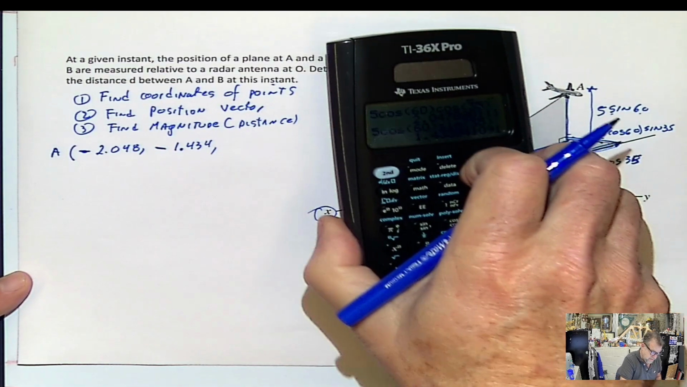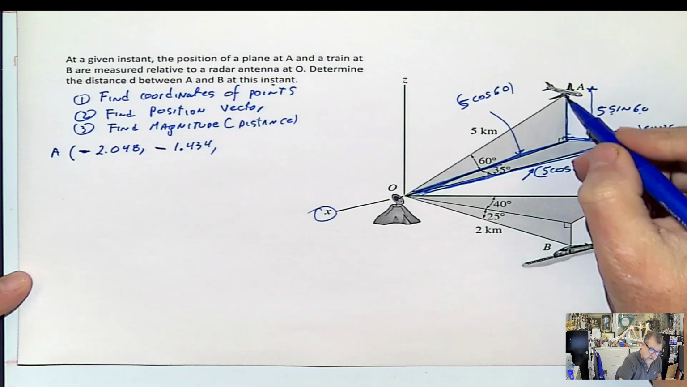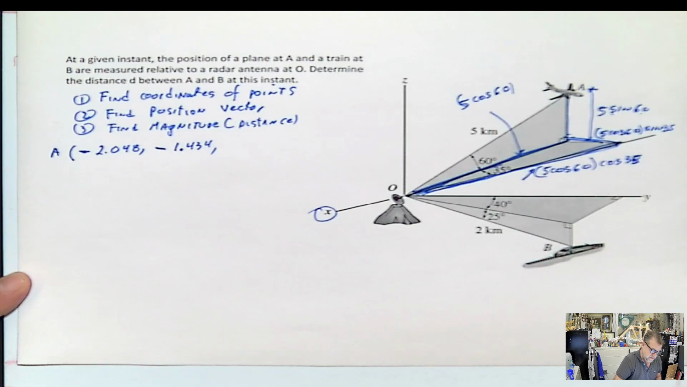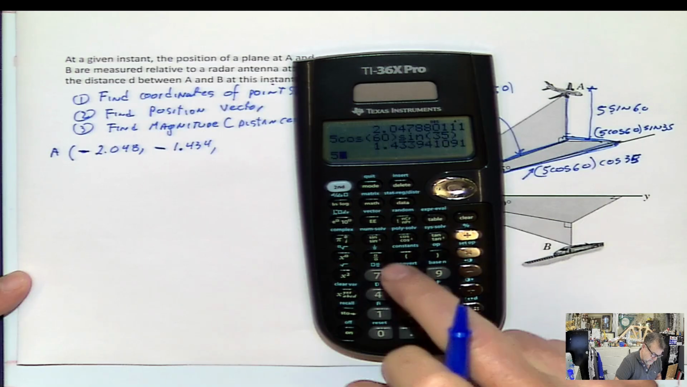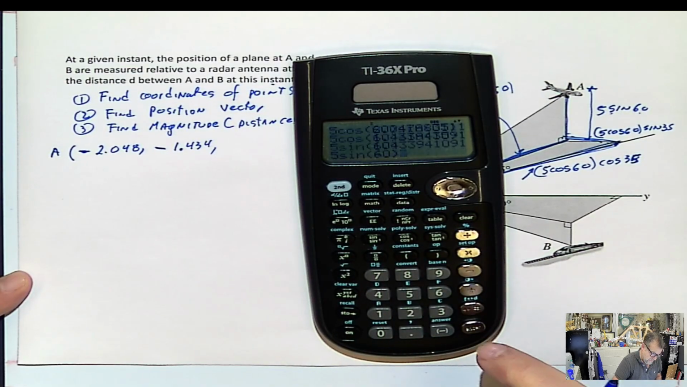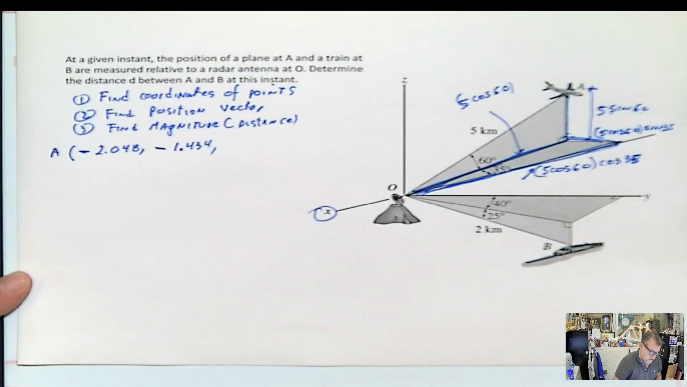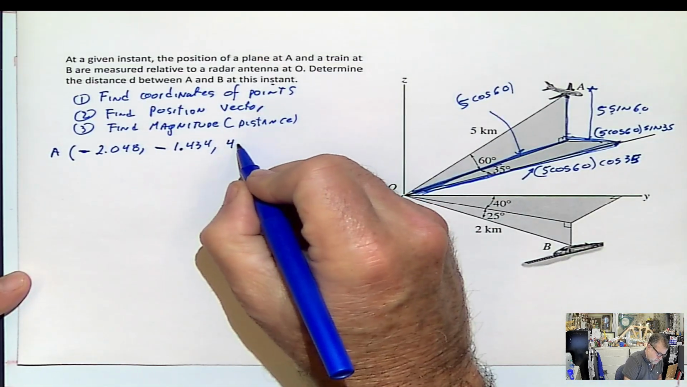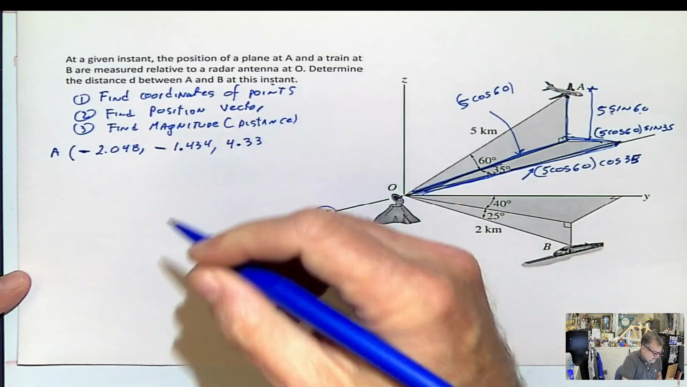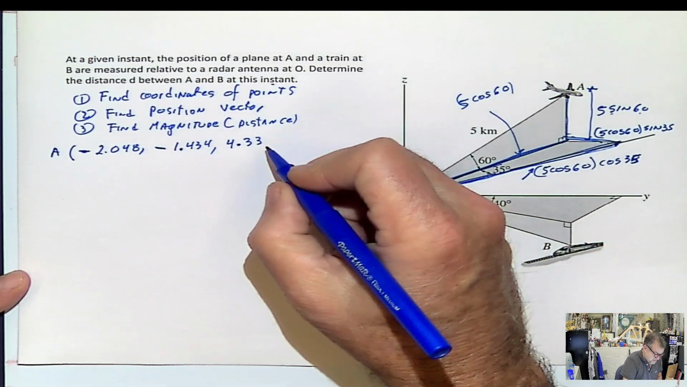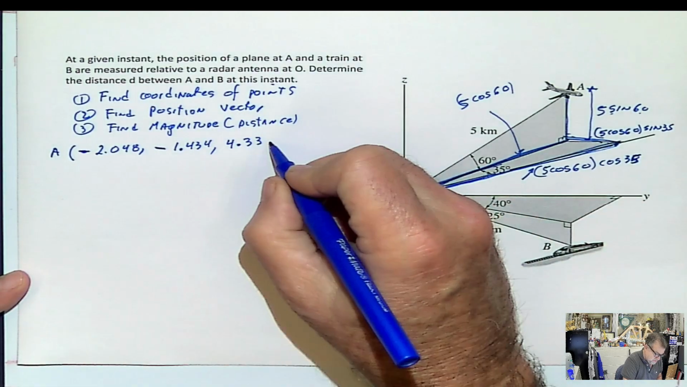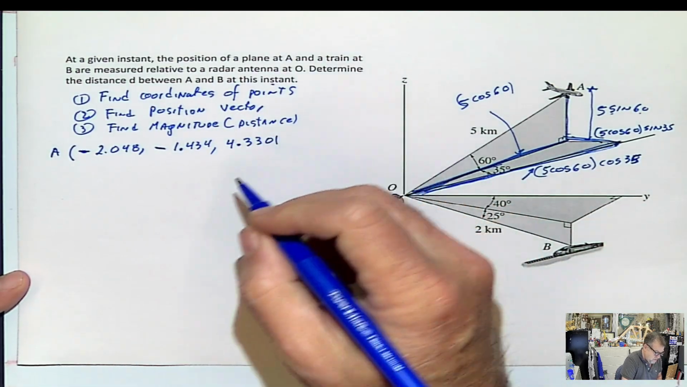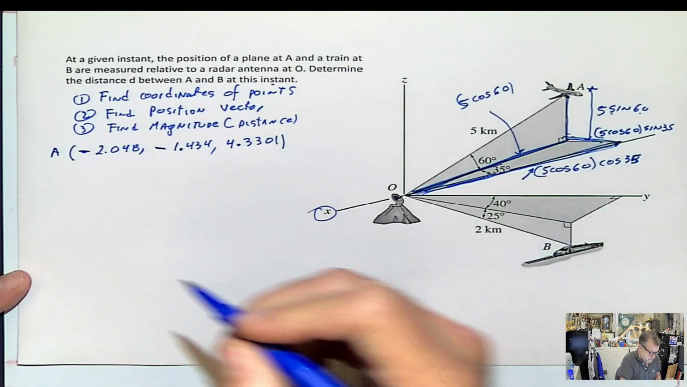And the height is just this one, 5 sine 60. It's positive because it's going in the same direction as the positive axis. 5 sine 60 is 4.3301. Sometimes I put 3, sometimes I put 2, sometimes I put 4 decimals. Whatever amount of decimals you feel comfortable with.